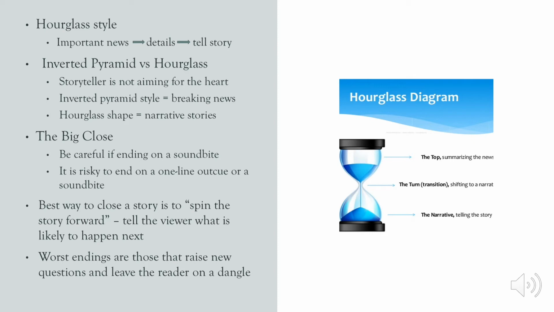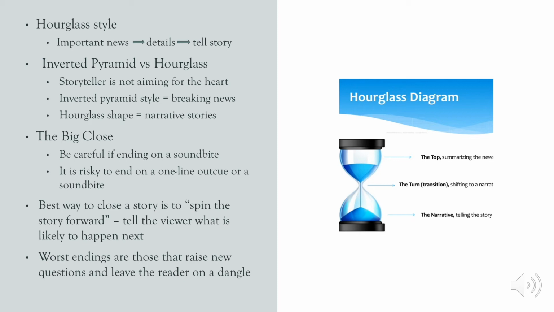Next is the big close, which is the ending of the story. When ending a story, be careful about using a soundbite. When a story ends on a soundbite, be certain the soundbite does not tilt the story in some way that makes the story unfair. The last words in a story can color how the viewer thinks about the story. It is also dangerous to close a story on a one-line out cue, because it can send an editorial tone that you did not intend.